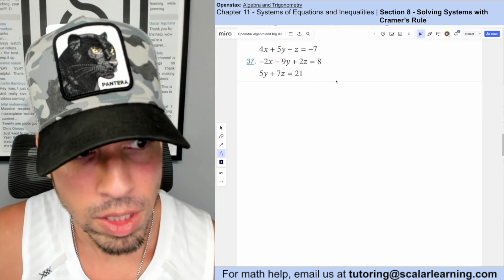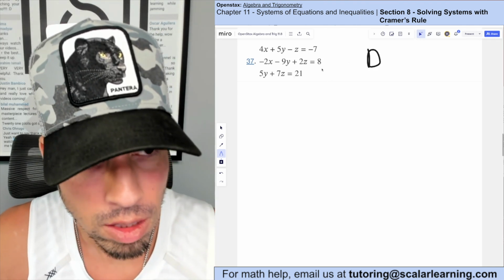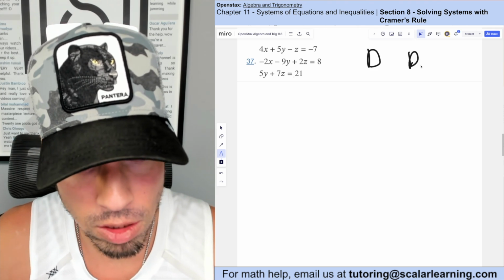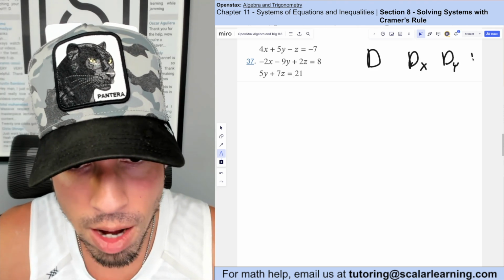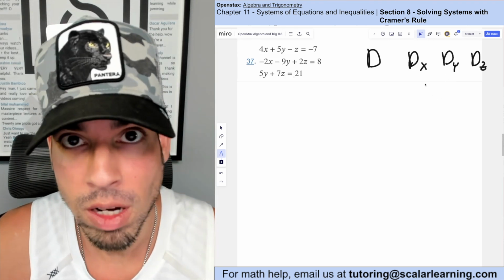Done. So for this one, we got another triple system. So we're going to set this up in a matrix. We're going to get the original determinant, then we're going to get determinant of x, determinant of y, determinant of z, and that will help us to solve for x, y, and z. I'm going to show you how to do everything now.